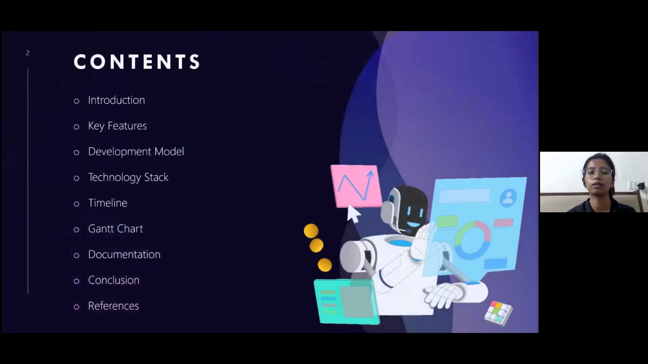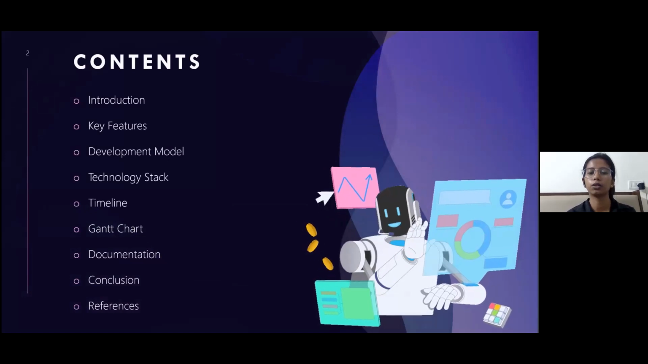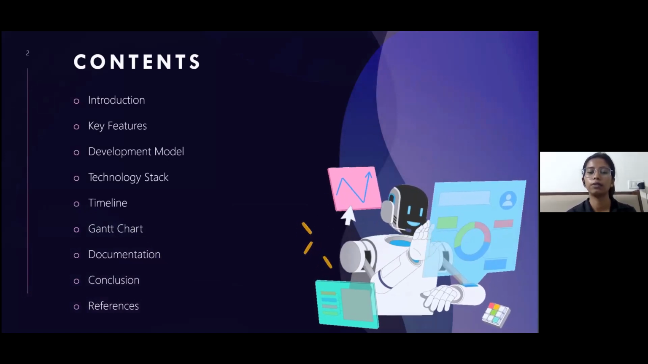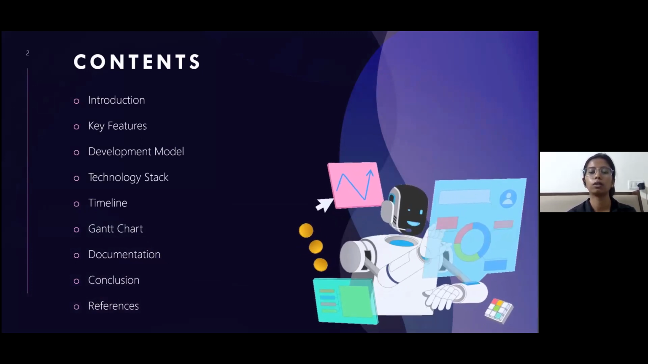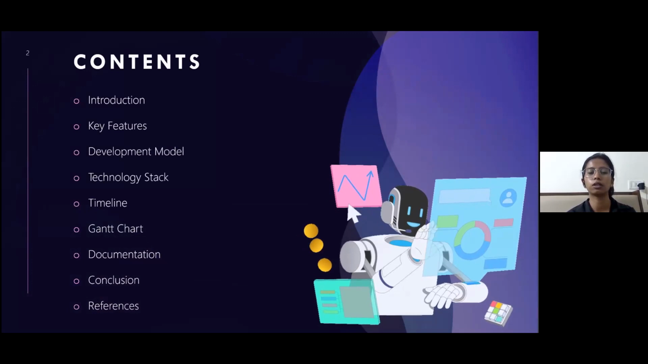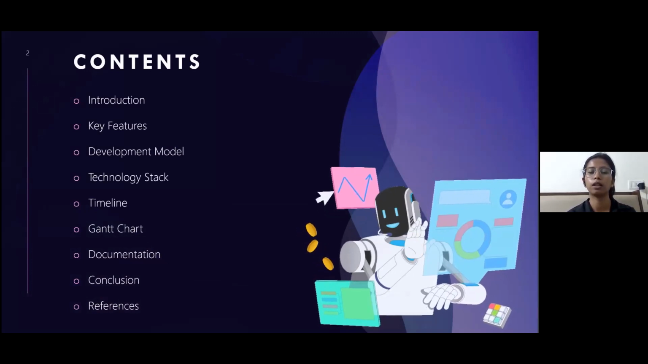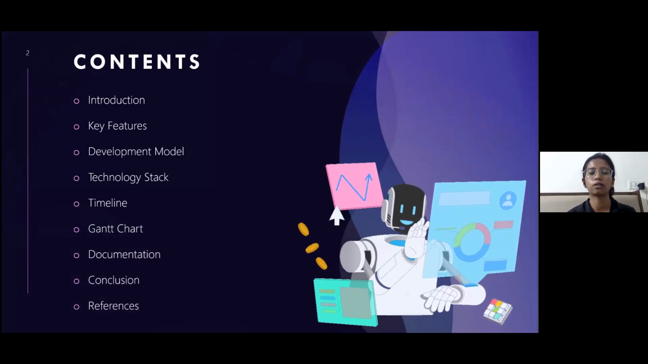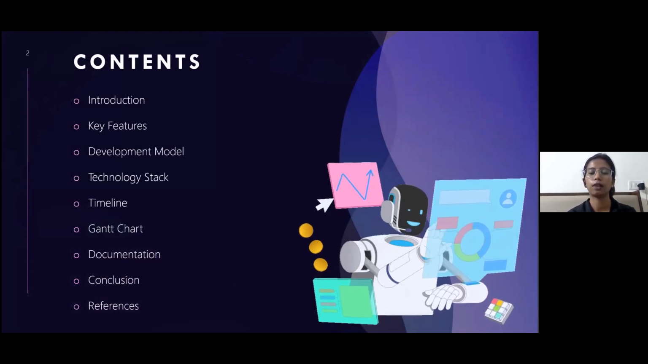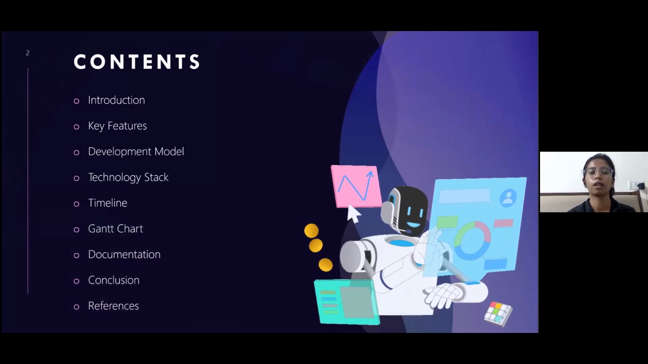Then coming to the contents, we have the introduction of this project, key features, the development model we have used in this project, all the technologies used in this project, the roadmap in this project, the Gantt chart, the documentation of this project, and the references used in this project, and finally the conclusion.